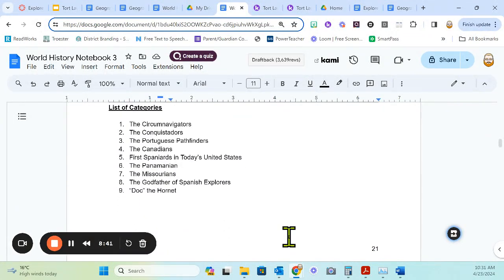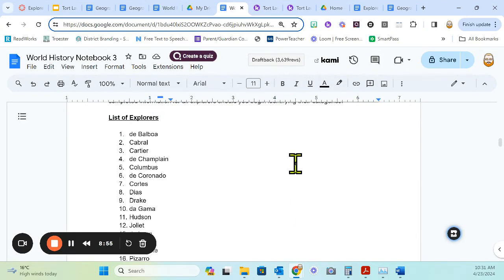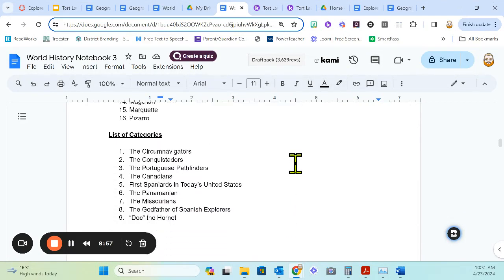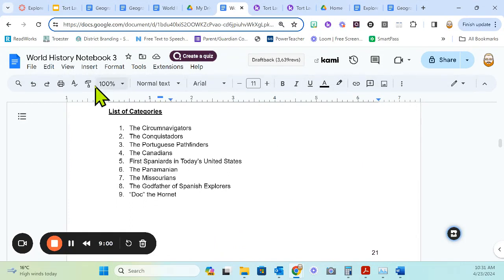Now, Columbus is in a category all by himself. Now, look at your choices. Now, second hour, some students got confused. They were looking at the list of explorers. No, don't. Explorers and categories are two different things. So just focus on the categories. We know that Columbus is Italian and that he sailed for the Spanish. We also know that he's kind of the guy that started the whole thing. Based on those clues, anybody want to venture a guess as to what category he belongs to?